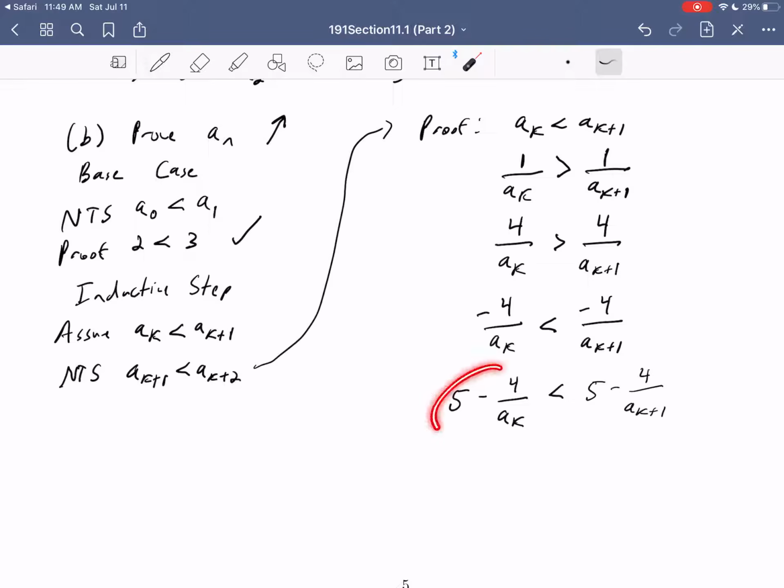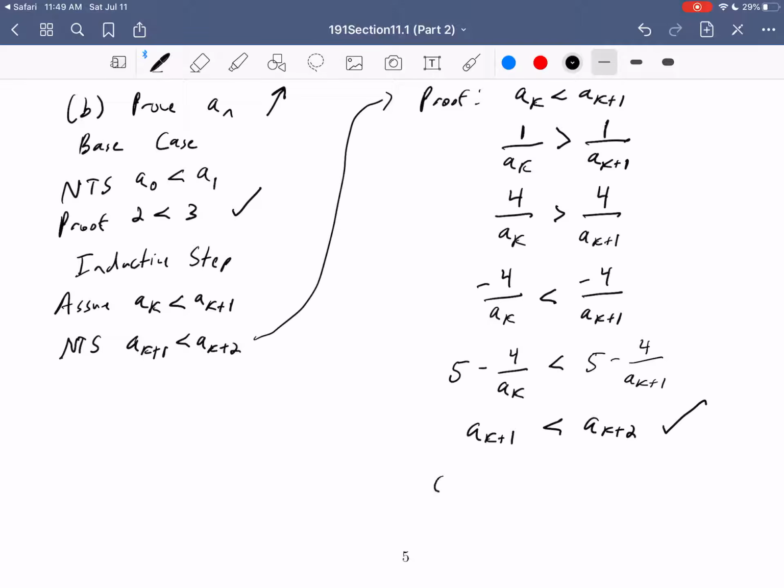Okay, now this right here is a sub k plugged into our formula, so this is equivalent to a sub k plus 1. And on this side here, this is a sub k plus 1 plugged into our formula, so this is a sub k plus 2. We built the expression on both sides, so that means we can just rewrite them as the next step forward in the sequence. That's what we wanted to show. So a sub n is strictly increasing here. So we've proven that again using induction.